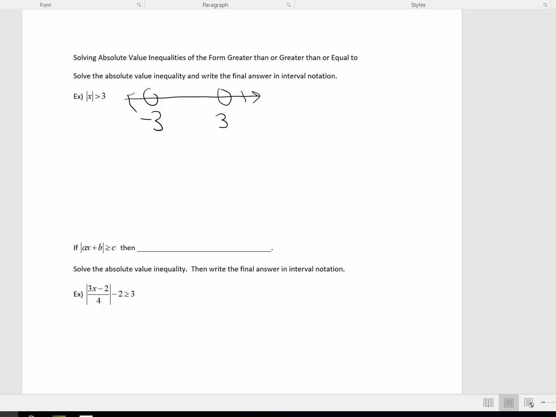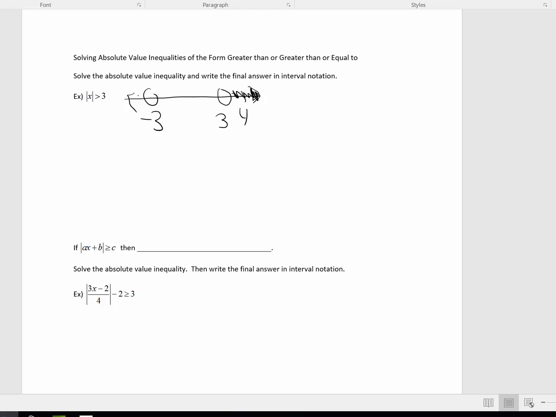Let's try 4. The absolute value of 4 is 4, and 4 is greater than 3. 5 works because the absolute value of 5 is 5, and 5 is greater than 3. So values greater than 3 would work here. Are there any other values?